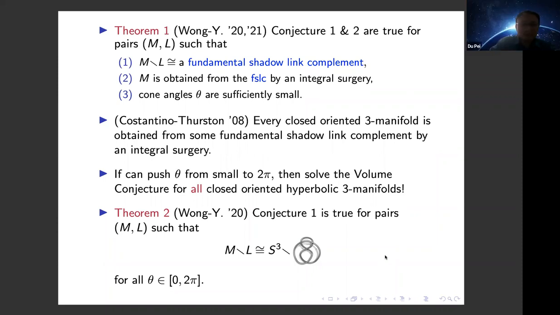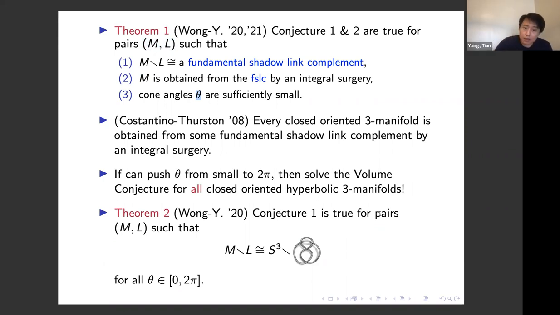I think here we consider the hyperbolic ones. But okay, you're right. So the ambient manifold itself can be non-hyperbolic, but we can still put hyperbolic cone metrics on this pair. But in this case, we cannot push theta to 2 pi. I see. Maybe another question. If I know that for sufficiently small theta, a hyperbolic metric exists, do we know that they also exist when we change the value of theta?